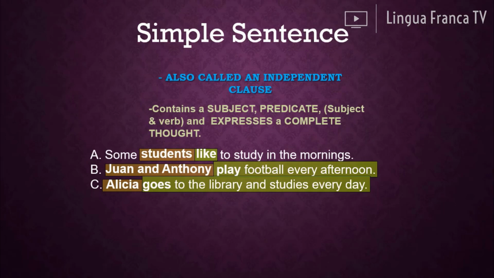We are going to identify the simple sentences which have the complete thought, which have the clear idea, which have subject and predicate, subject, verb, and object, all.